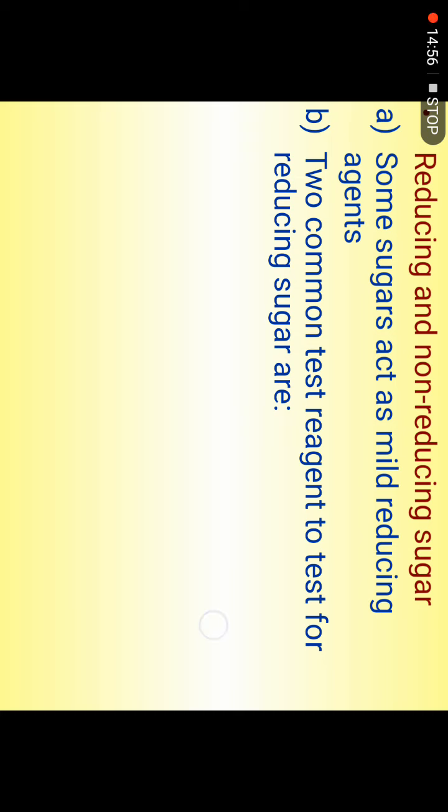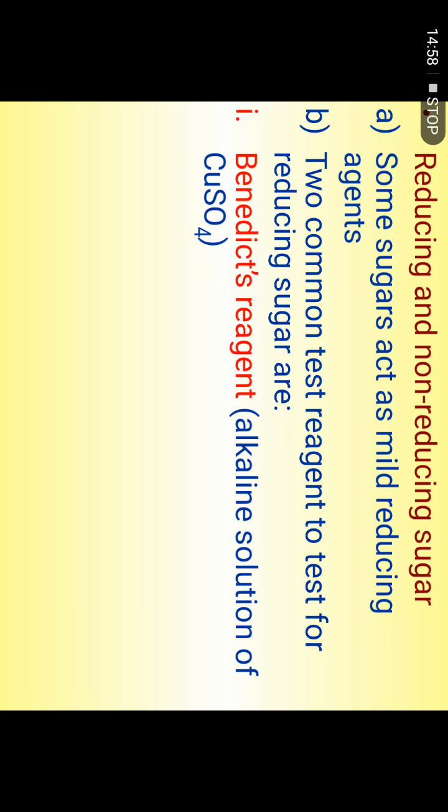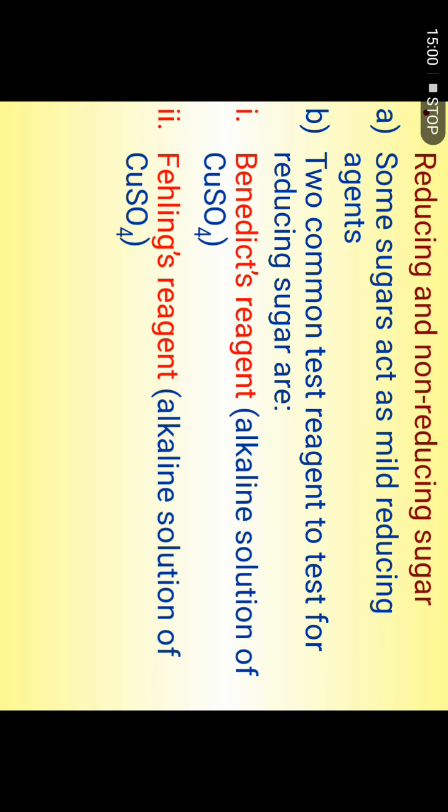There are two common reagents to test for the sugar. One is called Benedict's reagent. Another one is Fehling's reagent. Actually, they are the same. The name is different, but the chemical inside is the same. It's different in concentration. So what is meant by reducing?